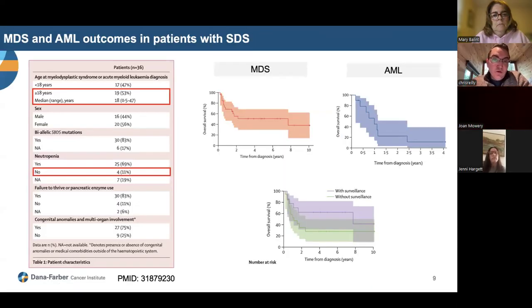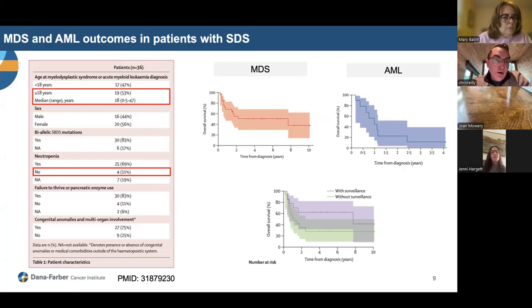And I mentioned before, these are data that can be challenging to engage with and to think about, but I think it's really important for us to be aware of and cognizant of. So these are the data for patients with Shwachman-Diamond syndrome that unfortunately did develop myelodysplastic syndrome and acute myeloid leukemia. And many of these patients were approaching adulthood. The patients that I see that have had this were in their 30s and 40s even when they developed MDS.